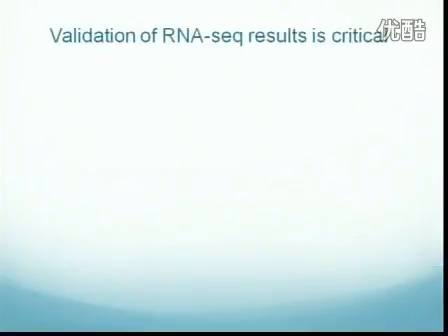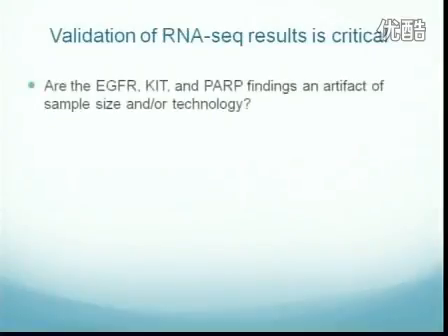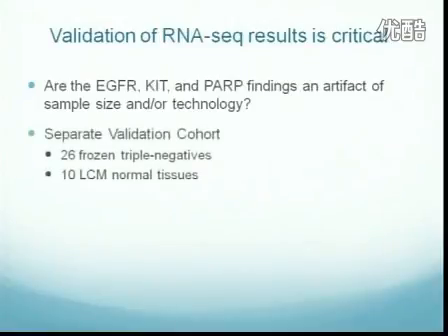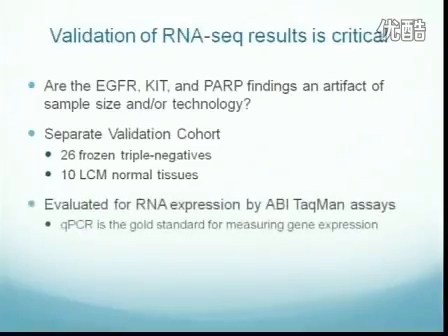As with any RNA-seq study, the validation of your results is absolutely critical. The reason why is a lot of people can try to downplay your results, saying that's just an artifact of your sample size, or you're working with some newfangled technology. How do you know that's actually real? So we went on to validate this in an additional cohort of 26 frozen triple negatives, and a totally separate set of 10 LCM normal tissues. We did this with RNA expression experiments using ABI TaqMan assays. For those who are not familiar, in the gene expression world, qPCR is the gold standard, so when you want to validate RNA-seq, you want to use qPCR.